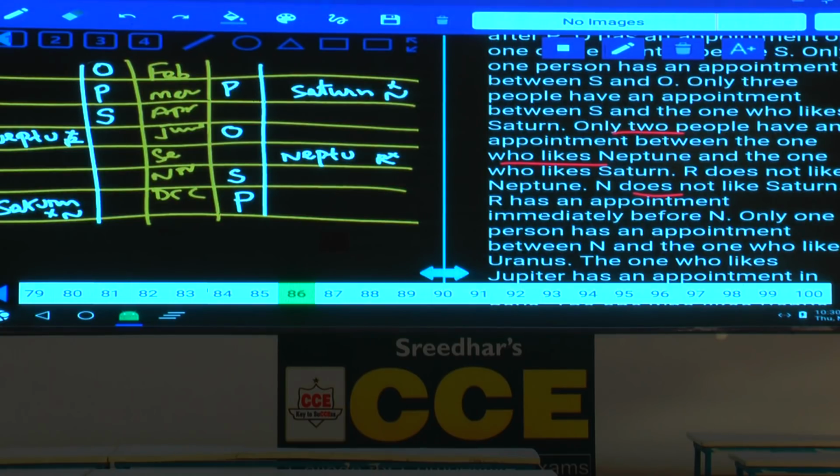In the first case, what is the possibility? R and N must be like this. And in the next case, what is the only possibility we have? September and November. R immediately before N.